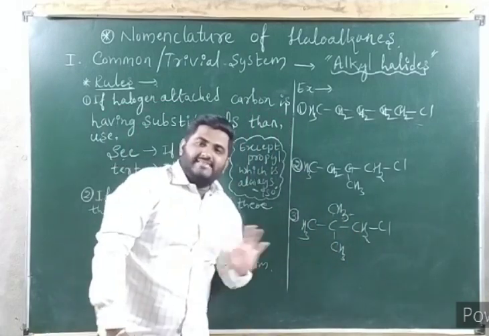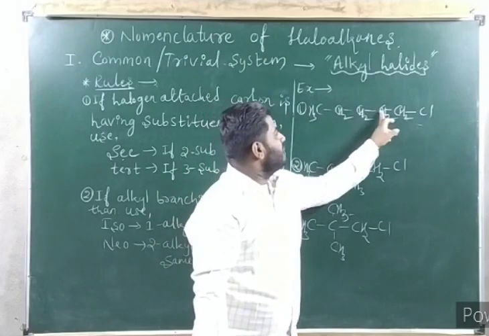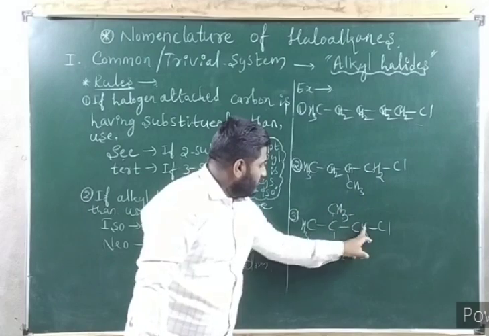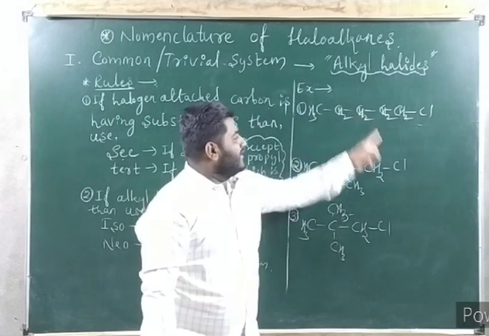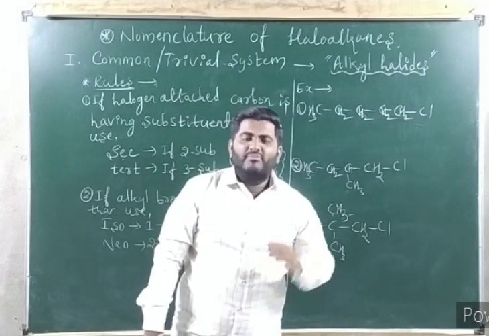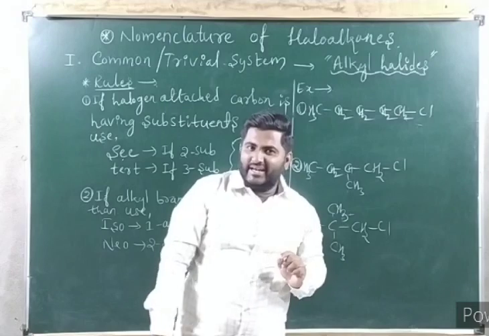Carefully see these three examples. How many carbon atoms are there? 1, 2, 3, 4, 5. And 1 chlorine. In all the cases, the molecular formula is the same, but the structural formula is different. Such types of compounds are called isomers. Already you studied this in first PU, right?